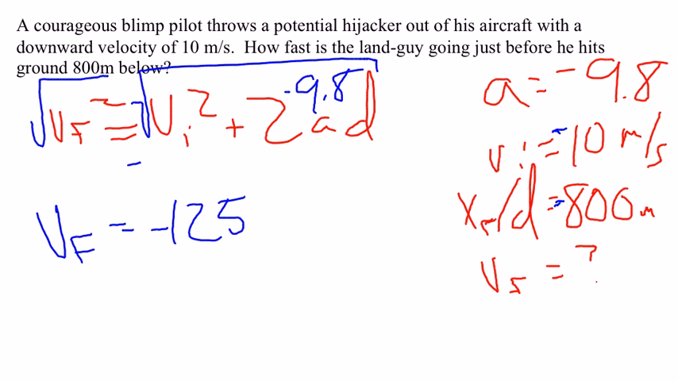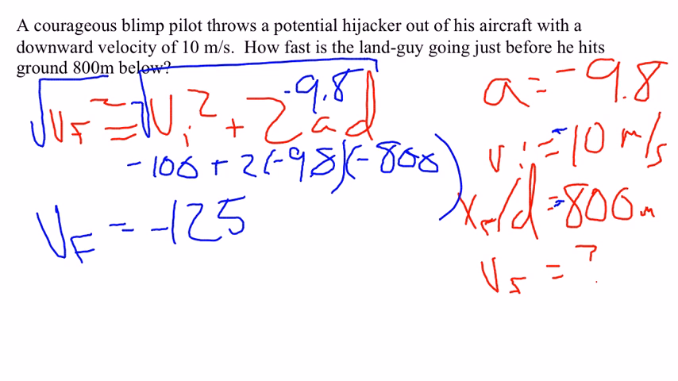Now, it says squared, but we are going to make sure that this 10 gets squared first and then keeps it negative. So it's really negative 100 plus 2 times a negative 9.8 times a negative 800. And that'll work out, okay? You will be square rooting a negative. You can take the negative out in this case and then put it back in.